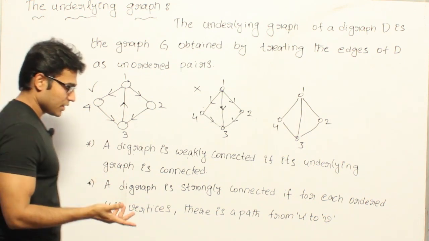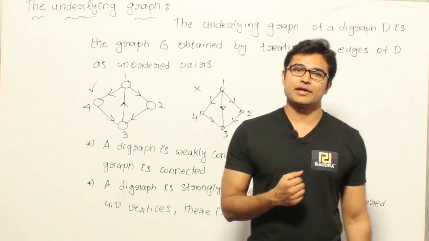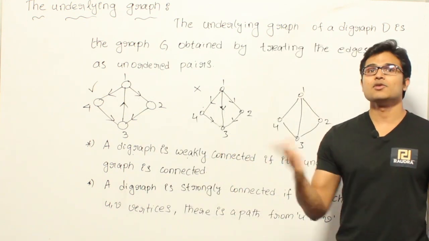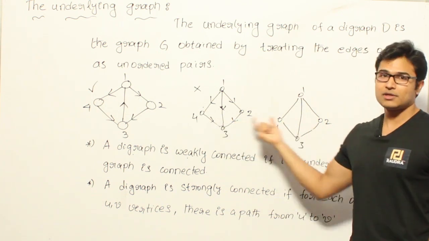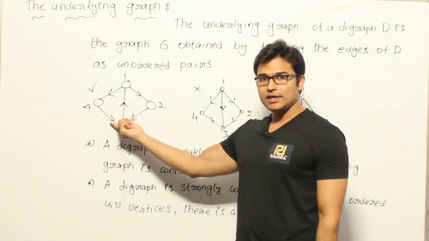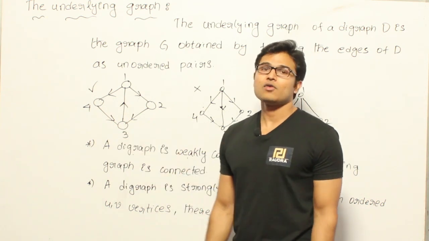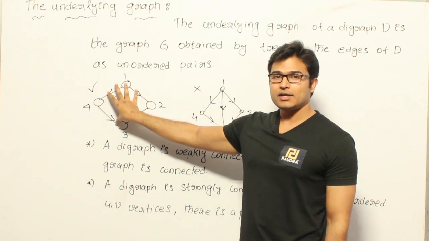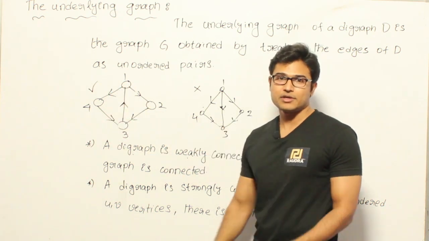So if a digraph is strongly connected, then it is definitely weakly connected as well. But if a digraph is weakly connected, it need not be strongly connected. This is the example. This one is weakly connected, but it is not strongly connected, right? And now this is strongly connected, and therefore it will be weakly connected as well. How can we say it? If you find the underlying graph, it will be connected. Therefore it is weakly as well as strongly connected. Got it? Okay.